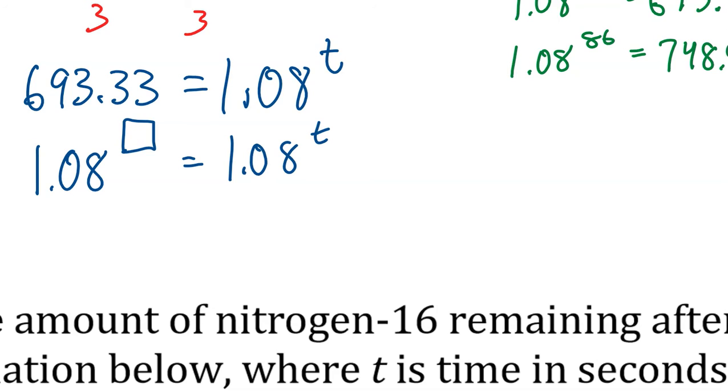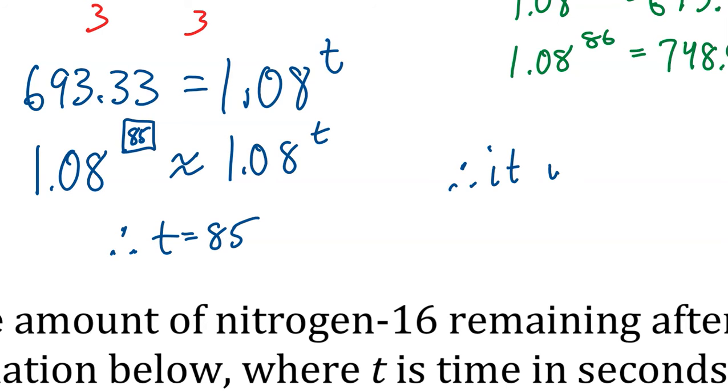$85. And I'm going to change this equal sign to an approximate sign because it's not exactly true. It's very close though. So therefore, t equals 85. And therefore, it will take 85 years.